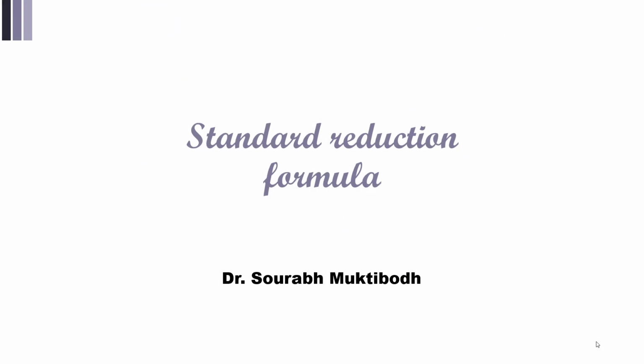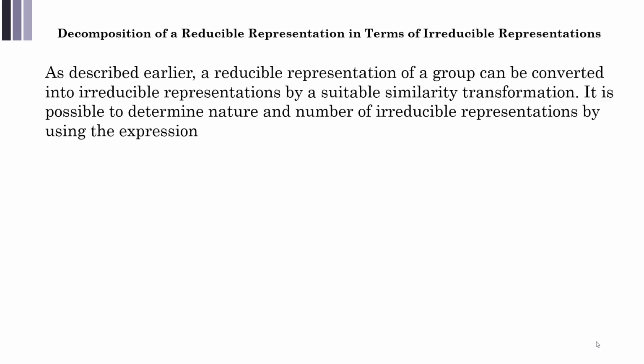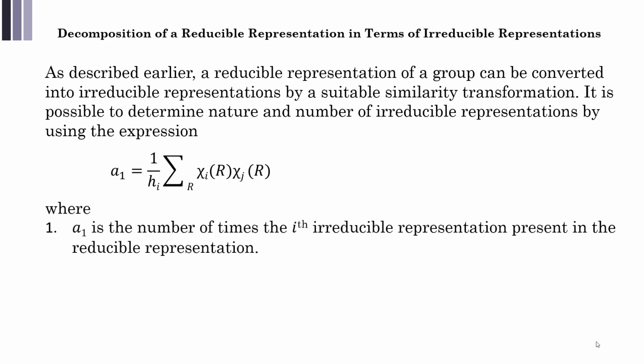First thing that we are trying to use is the standard reduction formula. Decomposition of a reducible representation in terms of irreducible representations is done by a method that is known as the standard reduction formula. In its simplest form, it can be described as a_i is equal to 1 upon h summation of chi_i(R) into chi_j(R), where a_i is the number of times the ith irreducible representation is present in that particular reducible representation.